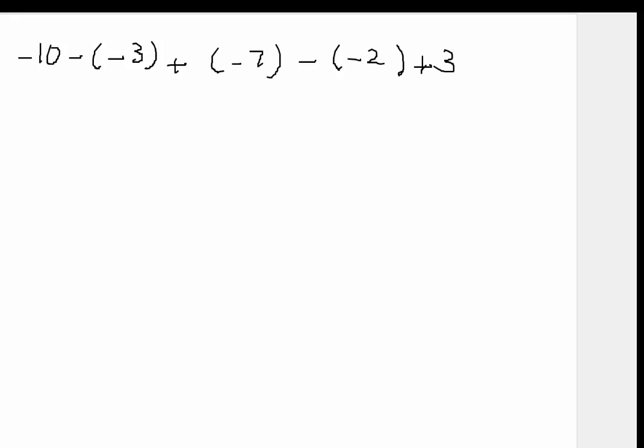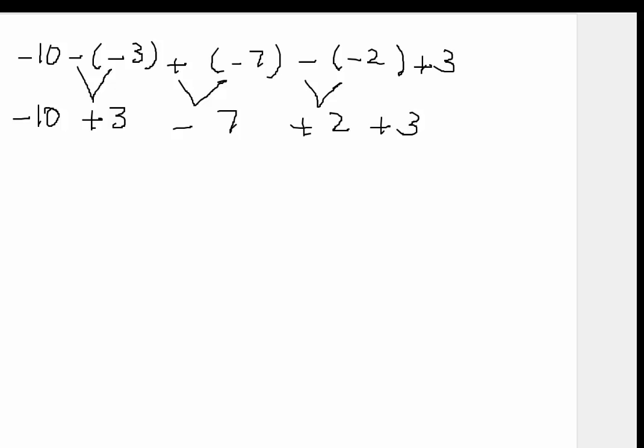Now, instead of changing subtraction to addition and changing the second number to its opposite, I can look at this and say negative and negative would be positive. This way I would have only one sign in front of each number. Positive and negative would be negative. Negative and negative would be positive. And then here's already positive.